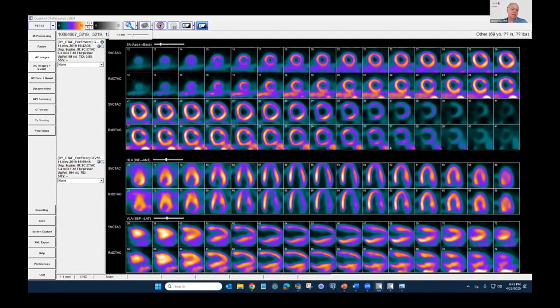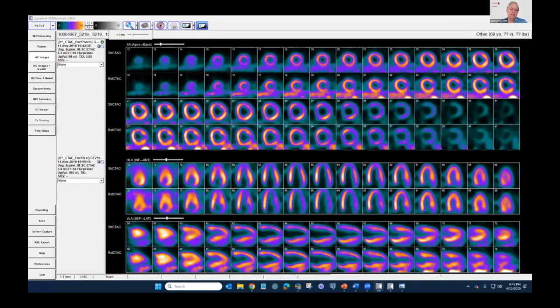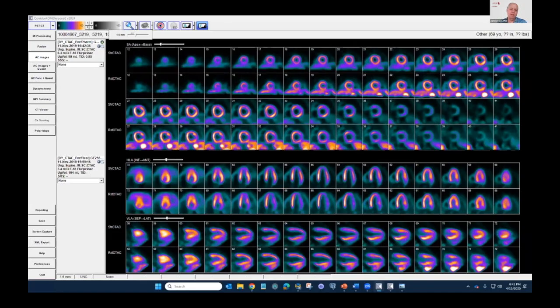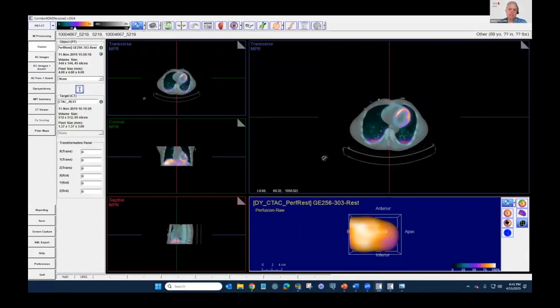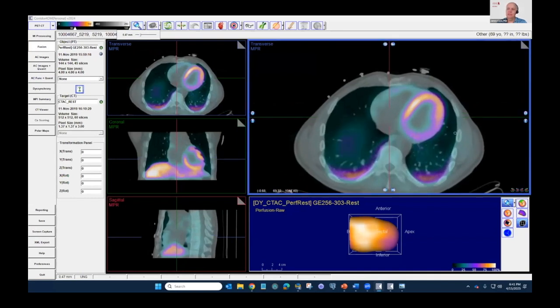So that's why we have to inspect it. The other thing that we saw in this one is because flurpiridaz is a higher resolution agent, this is a small amount of misregistration causing this defect. Not even the thickness of the heart is enough to bring down those counts. So that's my sense of it. Rob, what do you think looking at this particular study?